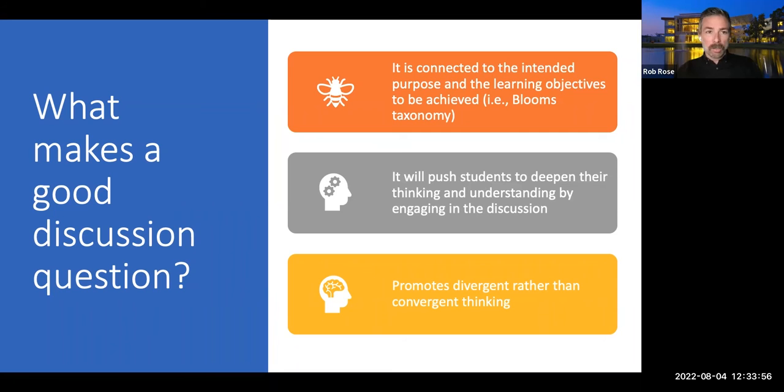And we're going to talk a little bit more about this in just a moment, what this means, and unpack this in greater detail. But for now, I want to delineate these two terms by saying convergent is where I'm looking for students to converge on the right answer. And divergent prompts are those that encourage differences of opinion and differences of perspective, right? So good discussion questions are those that promote divergent rather than convergent thinking.